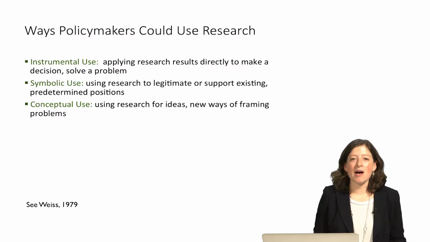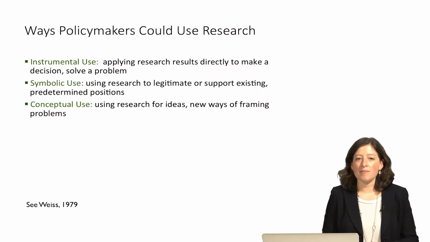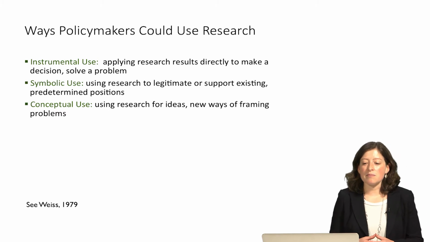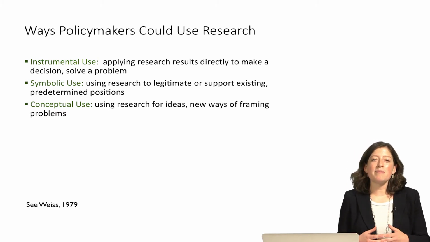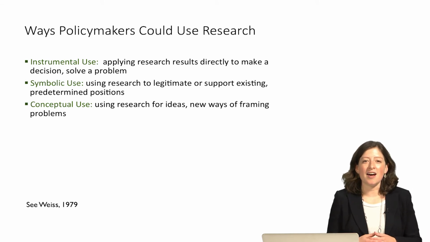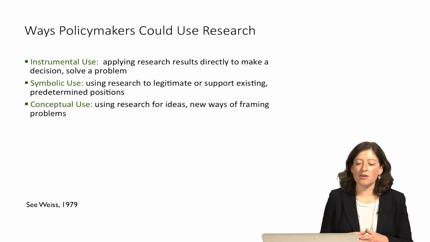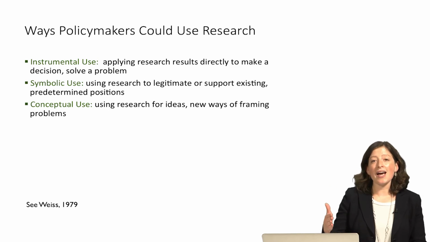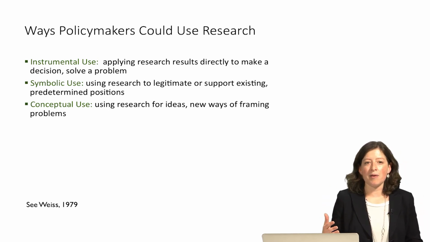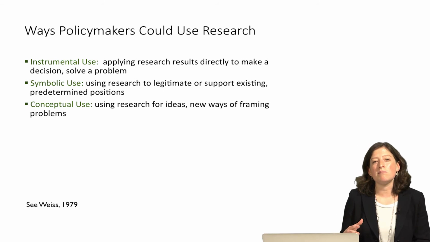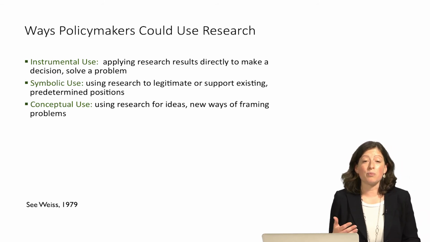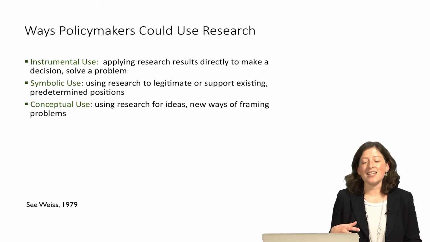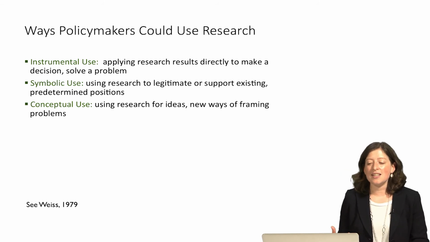So related to this model that's more cyclic and nonlinear, there are multiple ways that policymakers might use research. There's instrumental use, which is probably the least common type and the type that's more implied by the linear model, which is applying research results directly at the point of decision-making to solve a problem. Research may also be used symbolically to support the positions that legislators or policymakers already have, their predetermined positions.